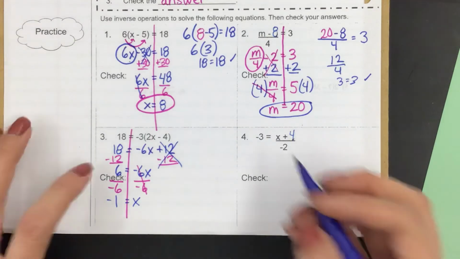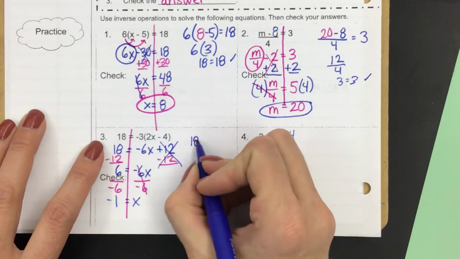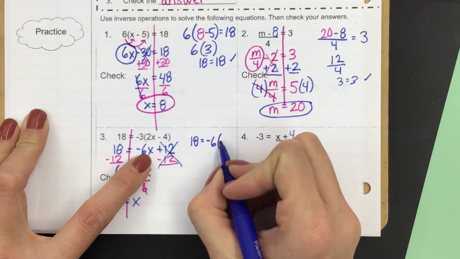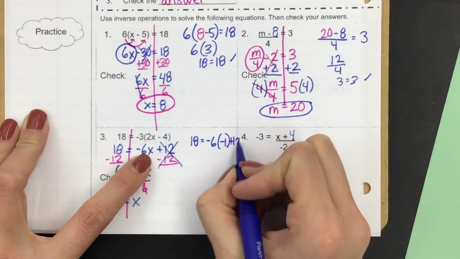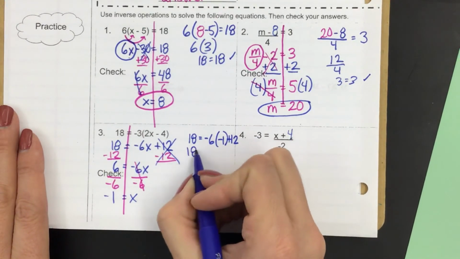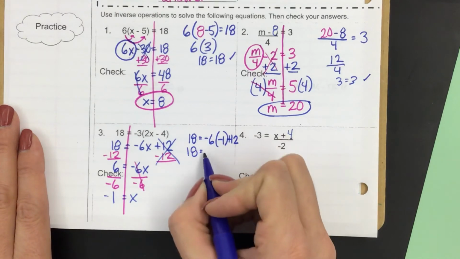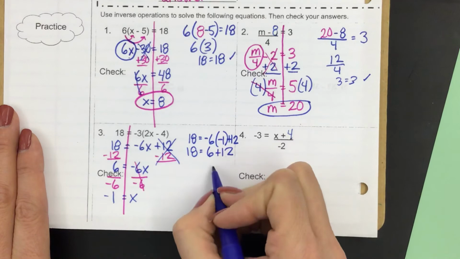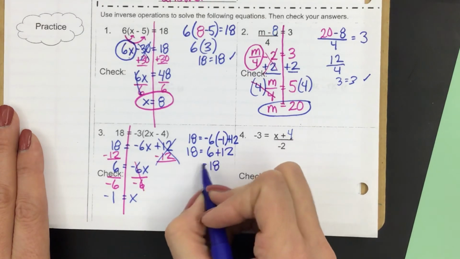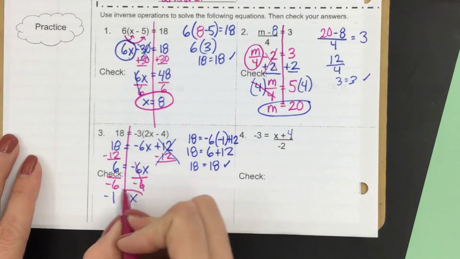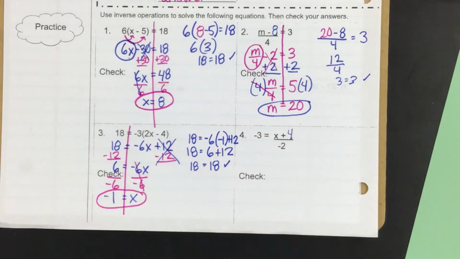Now let's check our answer. So I'm going to plug in, instead of x, negative 1. And I put it in parentheses to show that it's multiplication. Now, negative 6 times negative 1 is a positive 6. 6 plus 12 is 18. X is equal to negative 1. That is true.